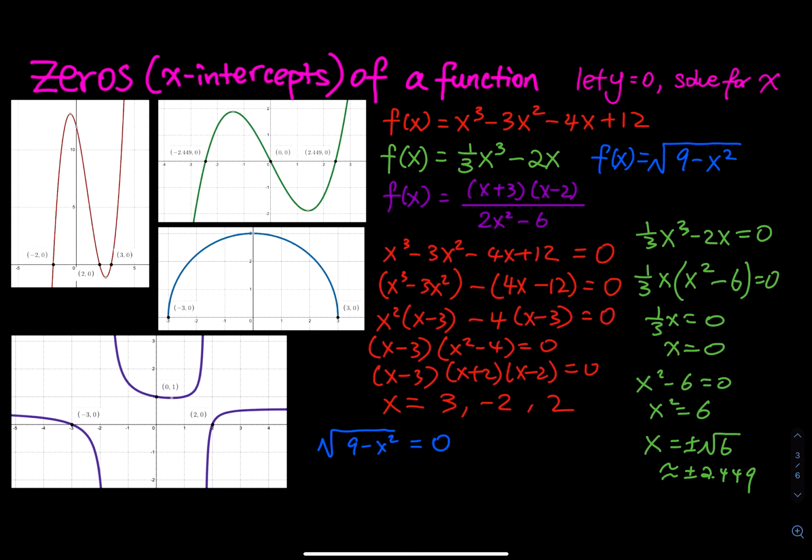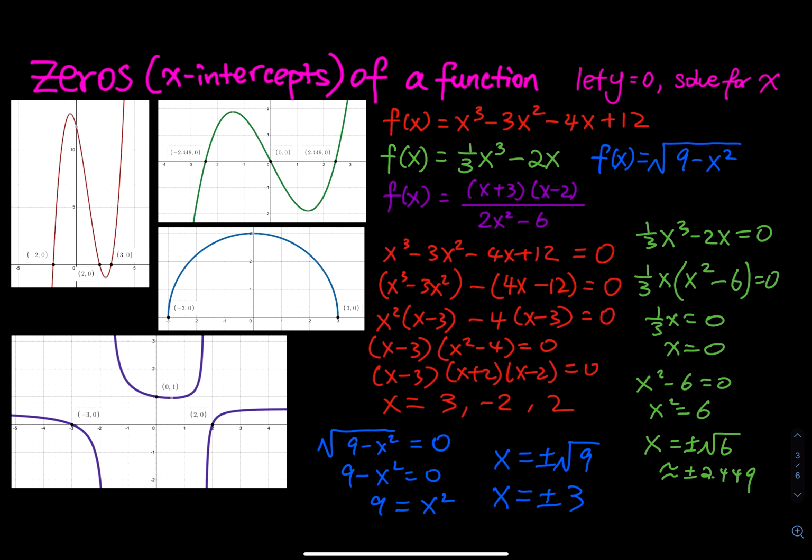Two ways to think about the next step. Either you square both sides, or the square root of something equals 0, so the only possible answer is the radicand equals 0. 9 minus x squared, you can do that as 3 minus x and 3 plus x, or 9 equals x squared. Take the square root on both sides. x equals plus or minus the square root of 9, so x equals plus or minus 3.